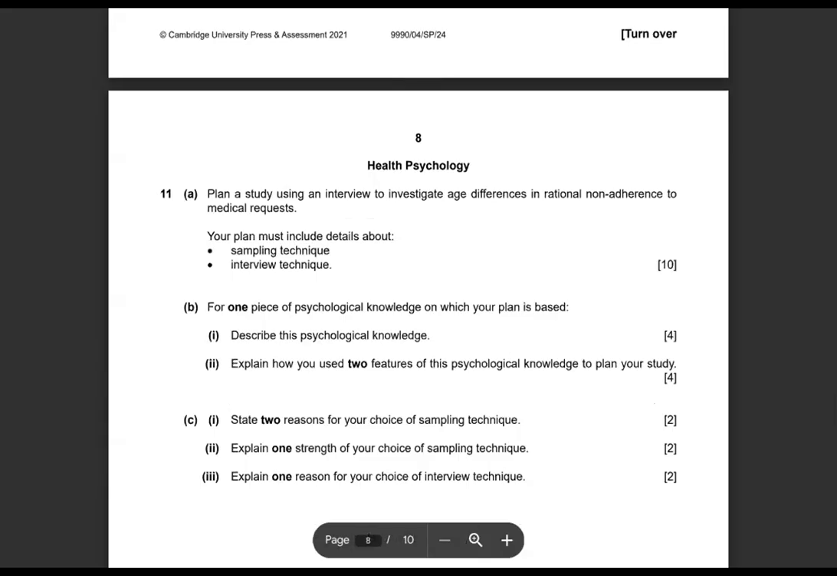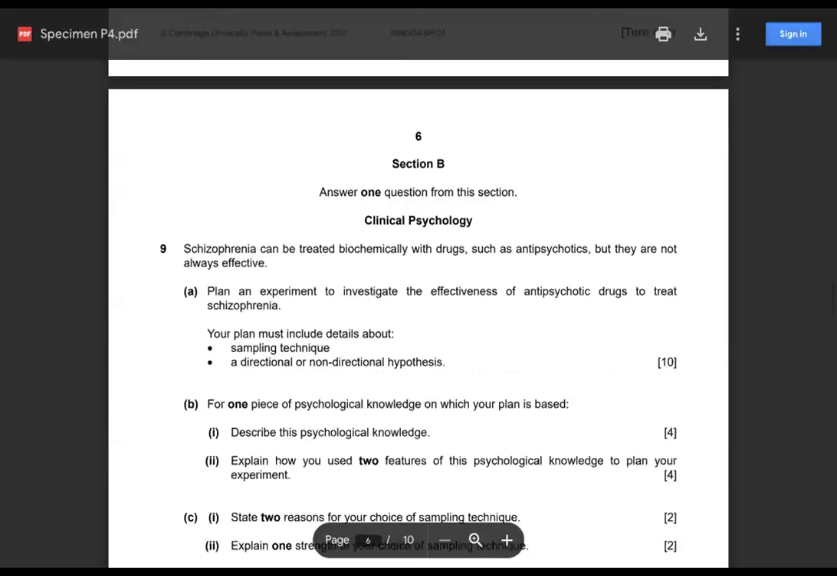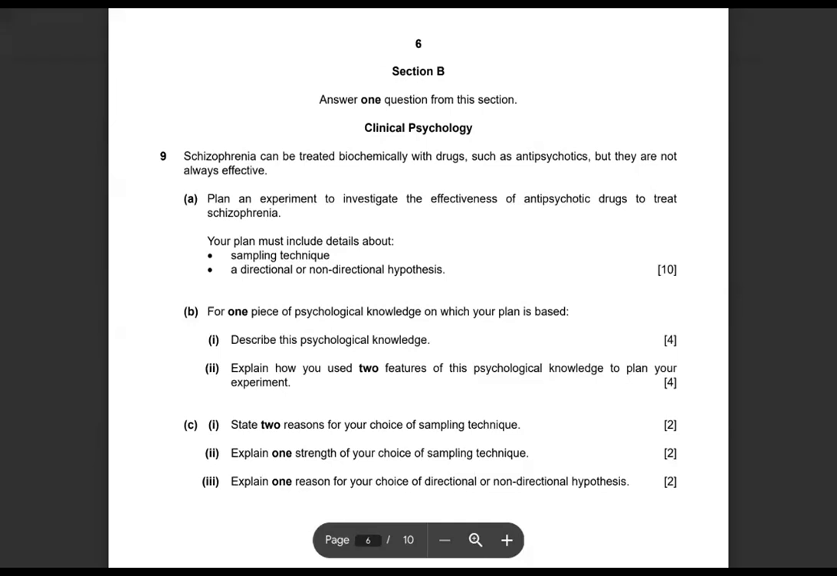And it says over here, plan a study using an interview to investigate age differences in rational non-adherence. So the topic of adherence is being repeated. One of the 2 topics coming in paper 4 will be repeated in section B. Okay, the chapter will be repeated, not necessarily that same section of that chapter.